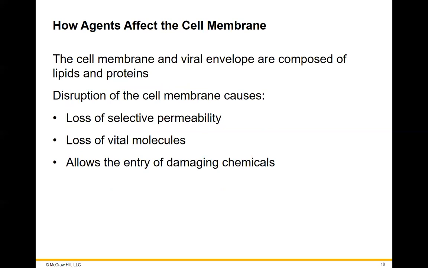Anything that disrupts the cell membrane causes a loss of selective permeability, the thing that kept things in and only let certain things in and out, right? Then vital molecules that are supposed to be kept in can go out, and we can allow entry of damaging chemicals. So a lot of times when we affect the cell membrane, we include other chemicals that affect other parts of the cell too, to make it more effective.